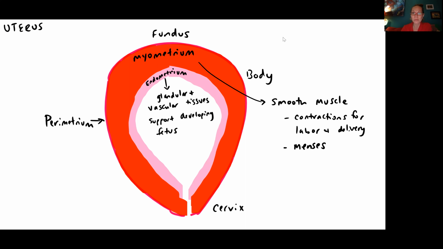And then you have an innermost lining, which is called the endometrium, and this is glandular with lots of vascularization. And of course, this tissue is there to help support the developing fetus. The endometrium is the layer that changes during the uterine cycle. So that's what we're going to be looking at a little bit more closely next.